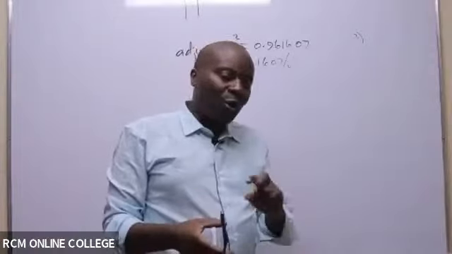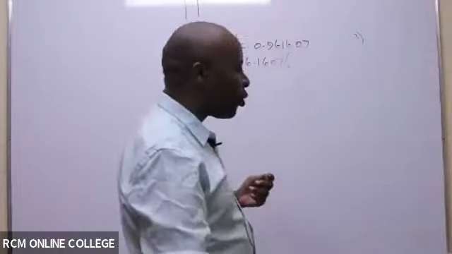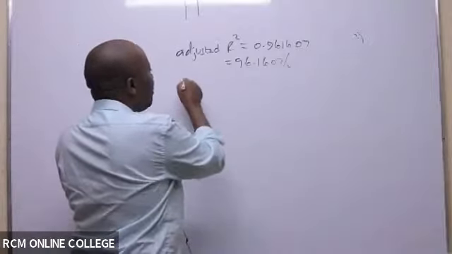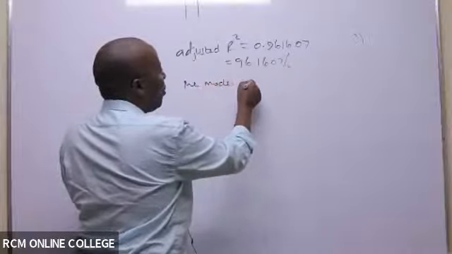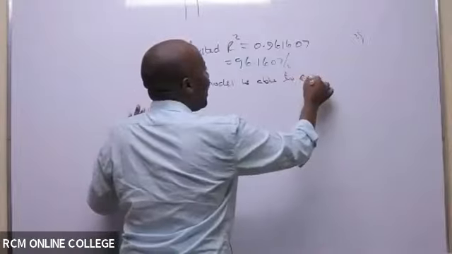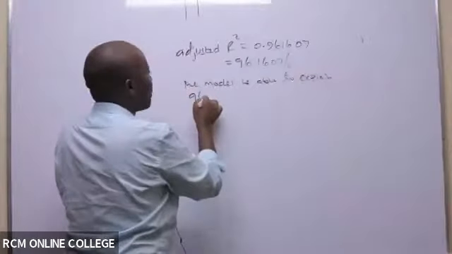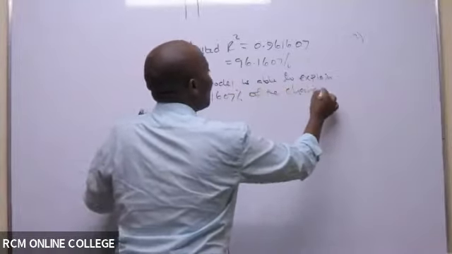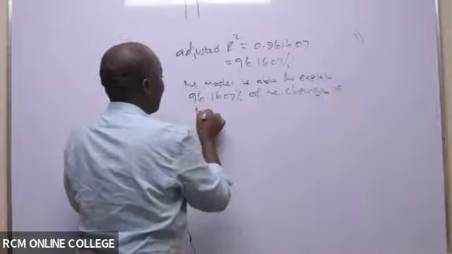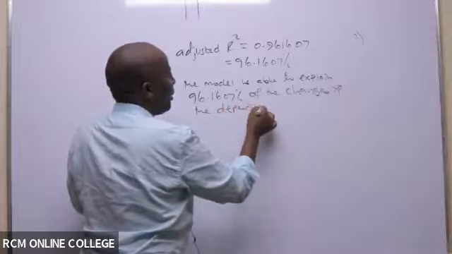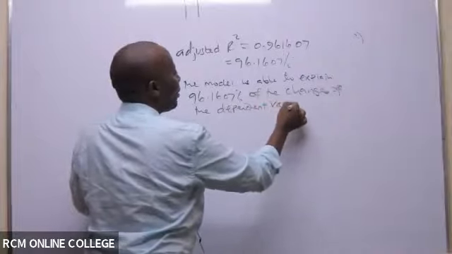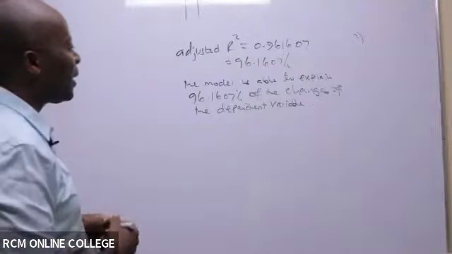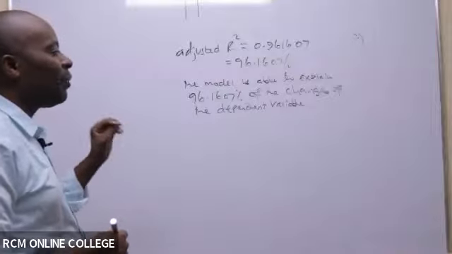Remember, with adjusted r squared we are adjusting our ordinary r squared to reflect the multiple independent variables. We bring in factors here to adjust. You're not supposed to understand that; we're only supposed to understand how to interpret this. So you'll simply tell us that the model is able to explain 96.1607% of the changes in the dependent variable.